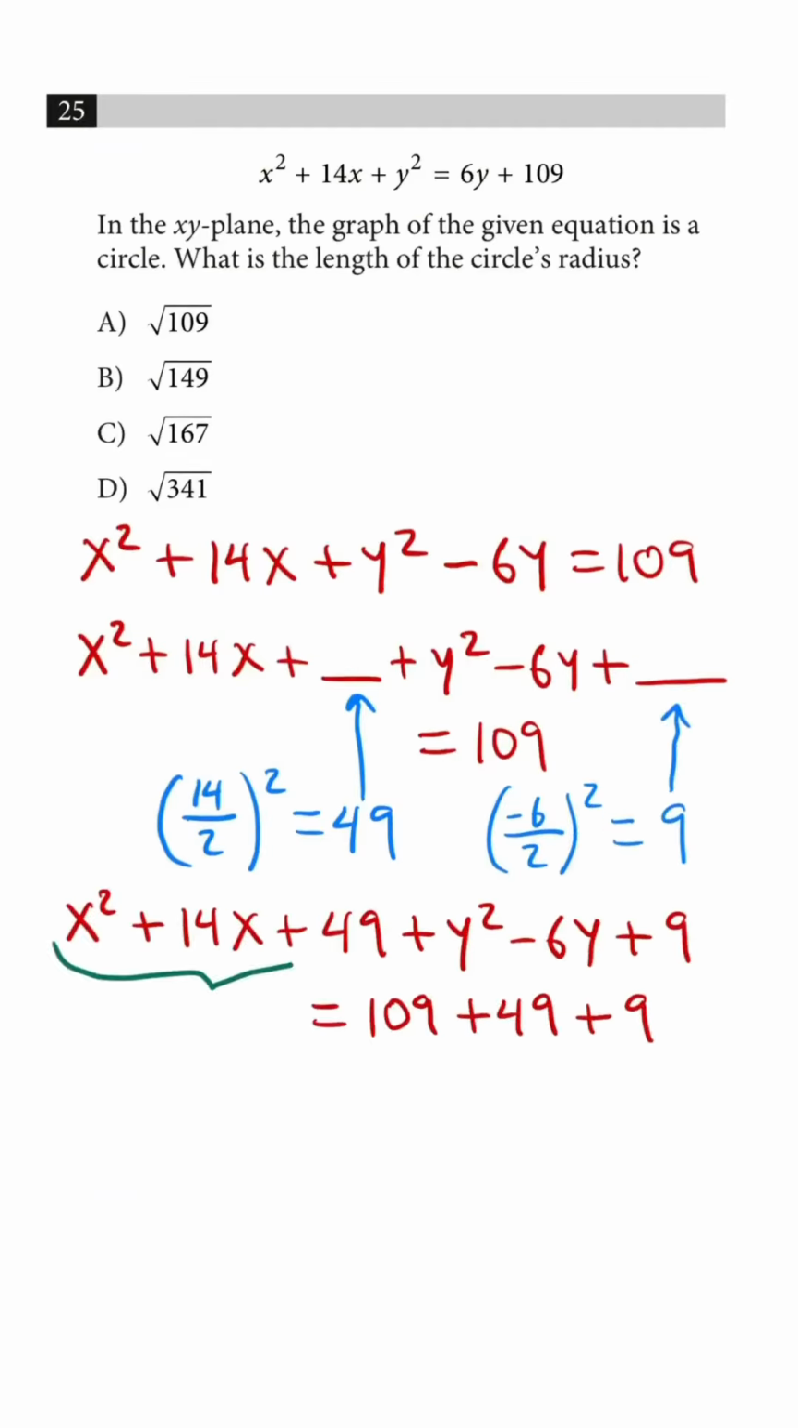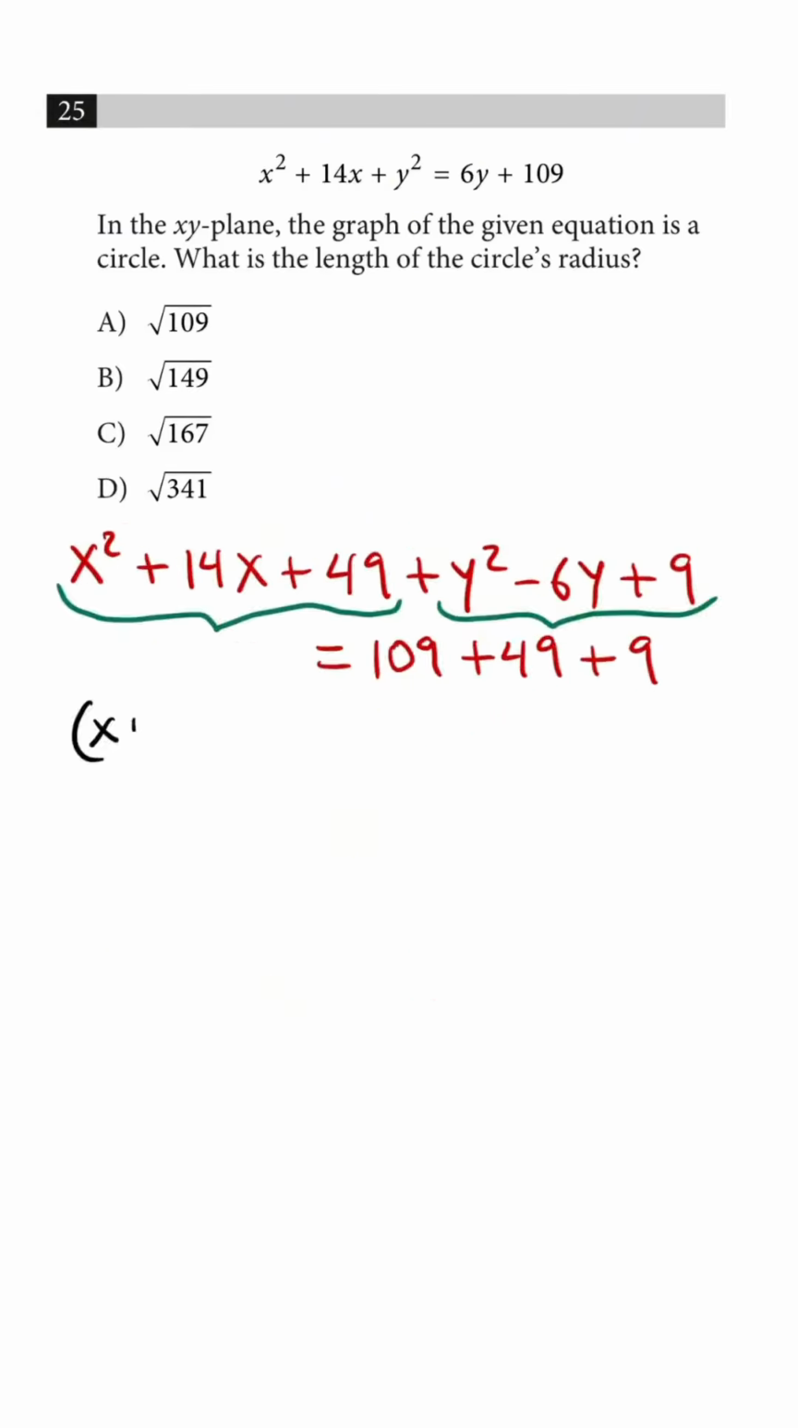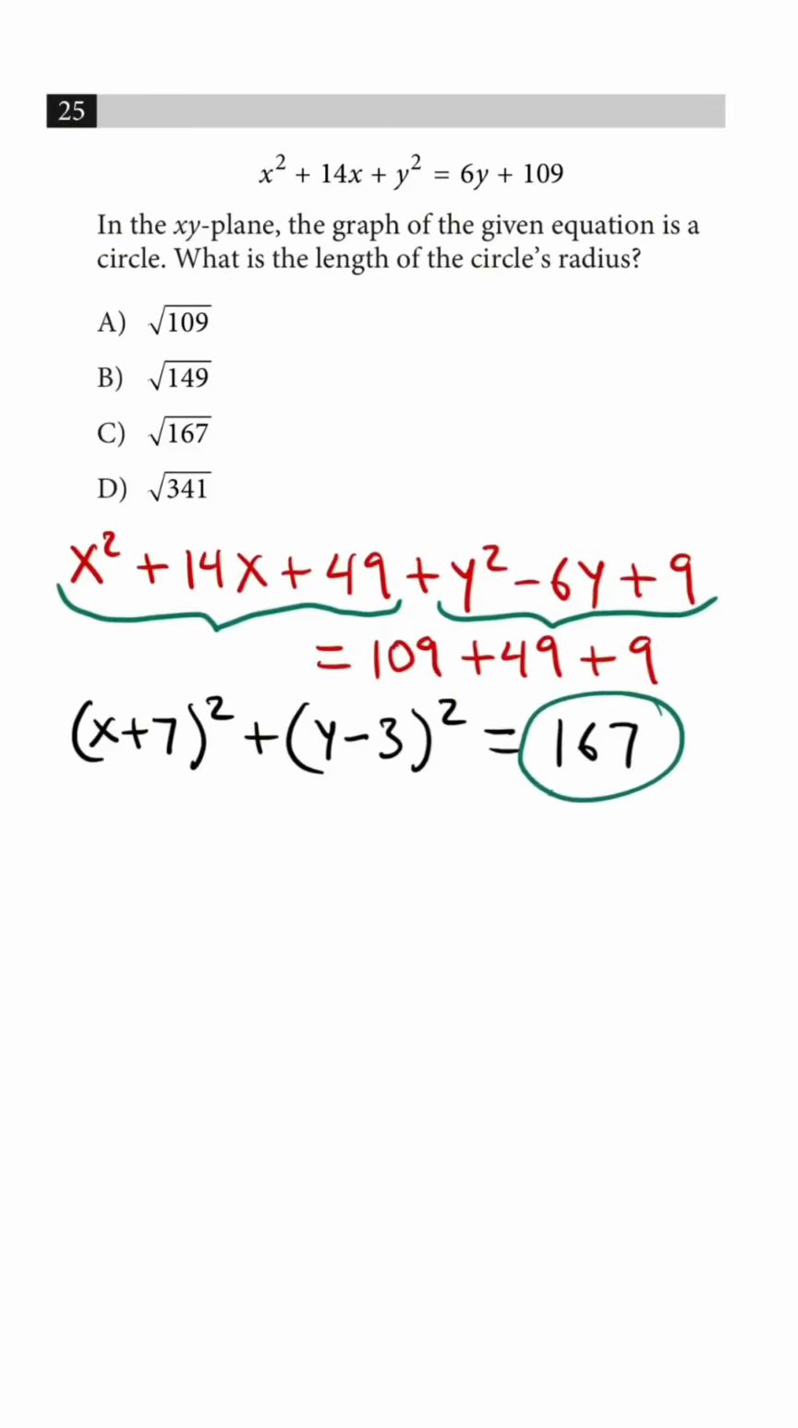This gives us two perfect square trinomials on the left-hand side, which can each be factored into the square of a binomial, and a constant term on the right-hand side, which means that our equation is now in standard form. And since we are tasked with finding the radius, we know that this constant on the right-hand side of the equation is the radius squared. So the radius must be the square root of 167, which is answer choice C.